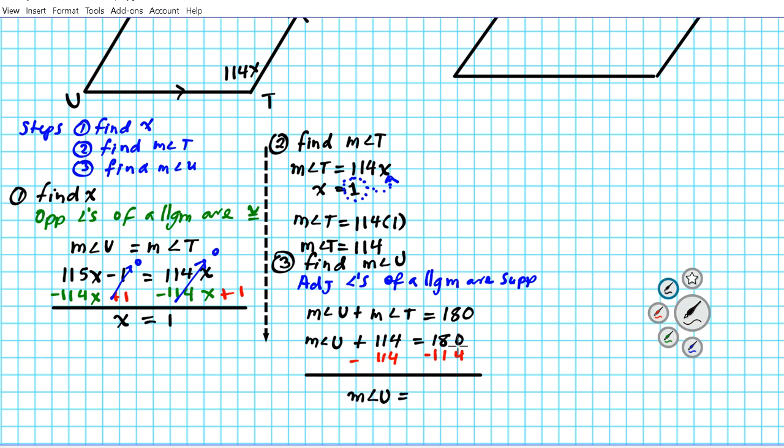So you borrow 1 there. 10 minus 4 is 6, and then 17 minus 11 is 6 also. The measure of angle U is 66 degrees, ladies and gentlemen. So that's that for question number 5.